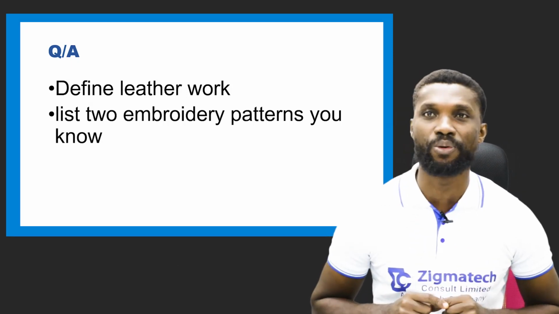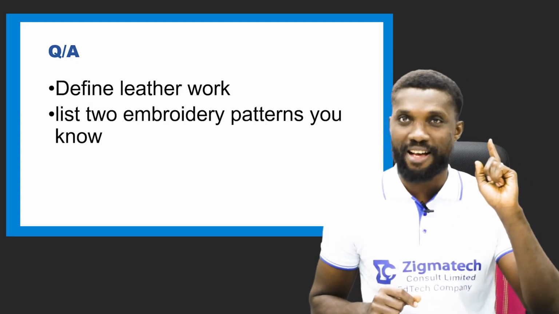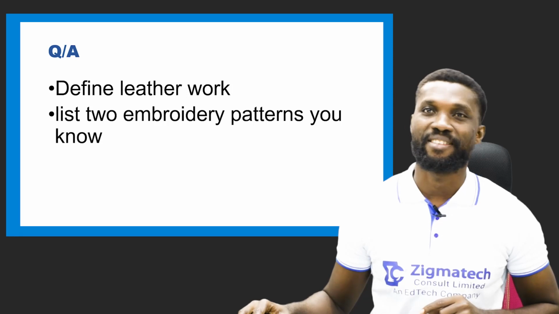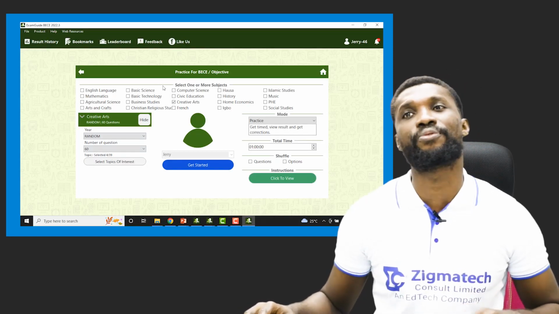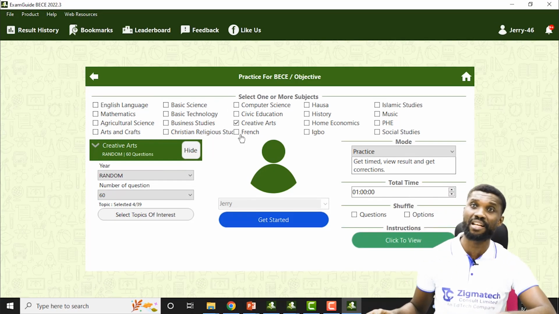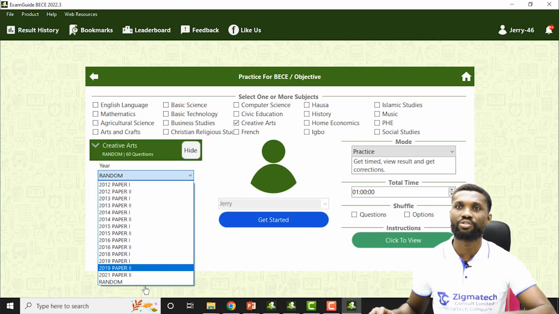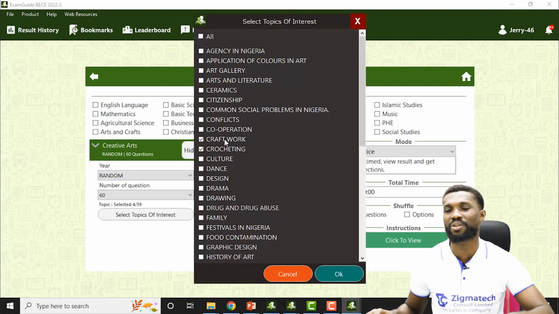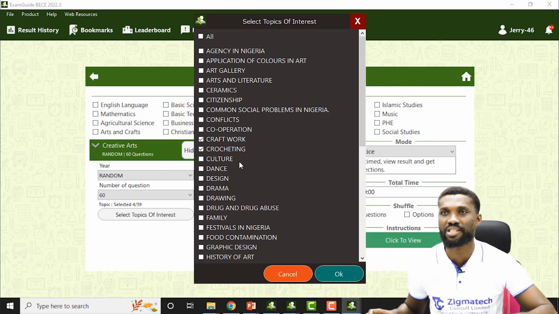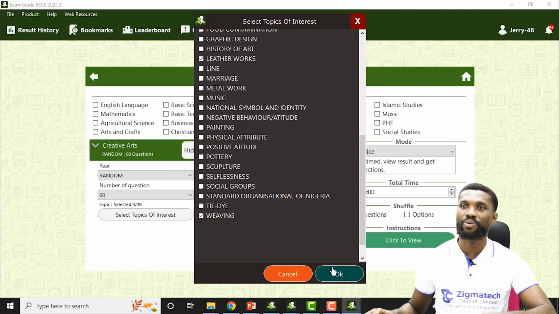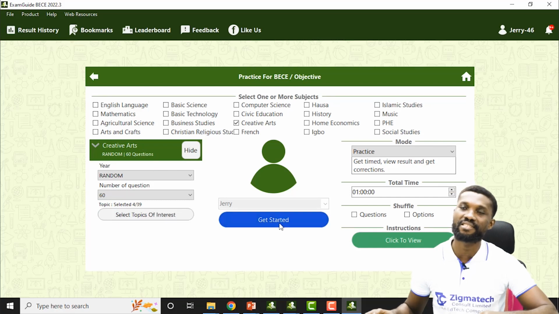Now, let's dive into our exam guide to try our hands on what we have there. The magic word of exam guide, where we test your brain, your capacity, how ready you are for the exams. This is your cultural and creative art. You go to your questions, you choose random questions, and then you select the number of questions you want. We talked about craft, crocheting, weaving, and finally leatherwork. So then I click OK, and let's get started.